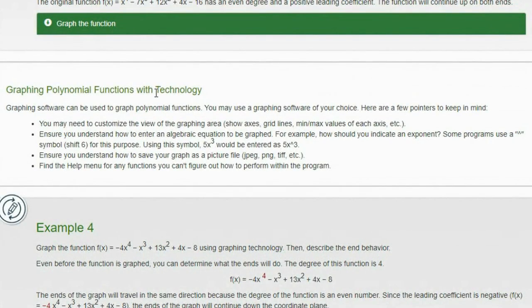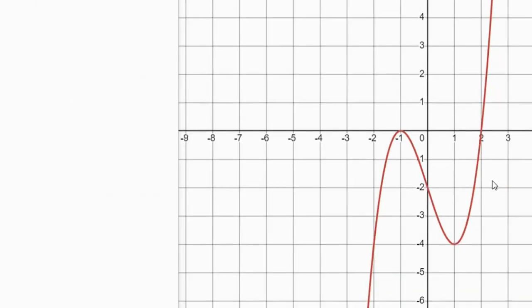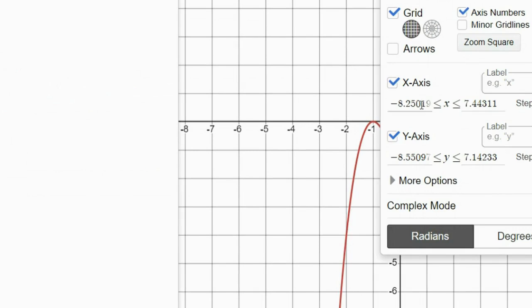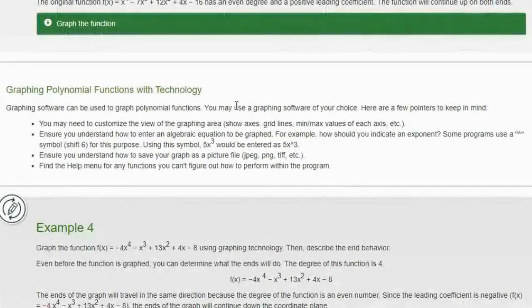Graphing with technology. So you may need to customize the view, right? Because it may be off the screen what you need to see. You may have to change the numbers on what you're seeing. I'm seeing from -8 to 7 on both x and the y right now. You may have to do that if you're graphing it.